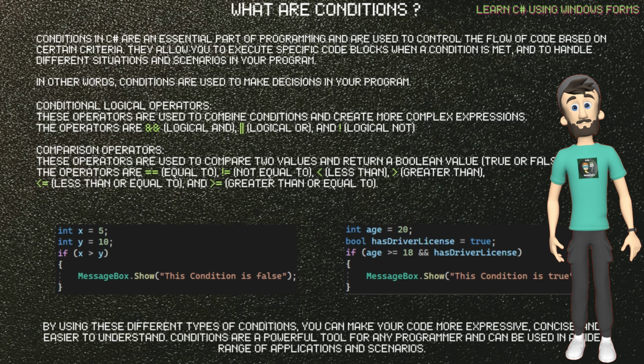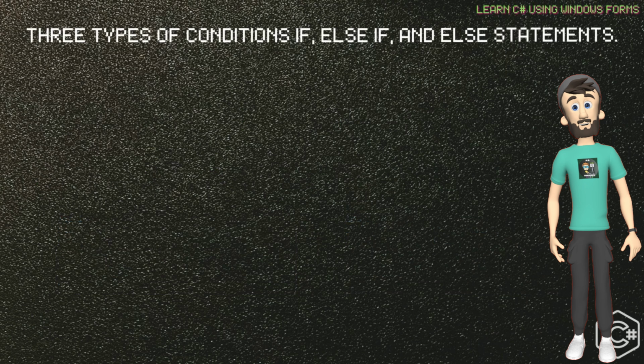By using these different types of conditions, you can make your code more expressive, concise, and easier to understand. Conditions are a powerful tool for any programmer and can be used in a wide range of applications and scenarios. 3 types of conditions: if, else if, and else statements.